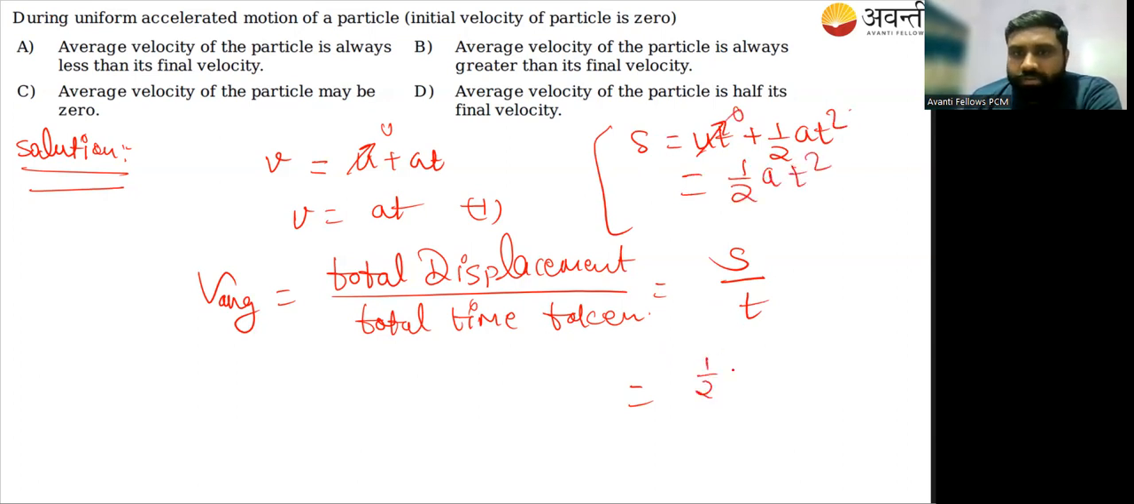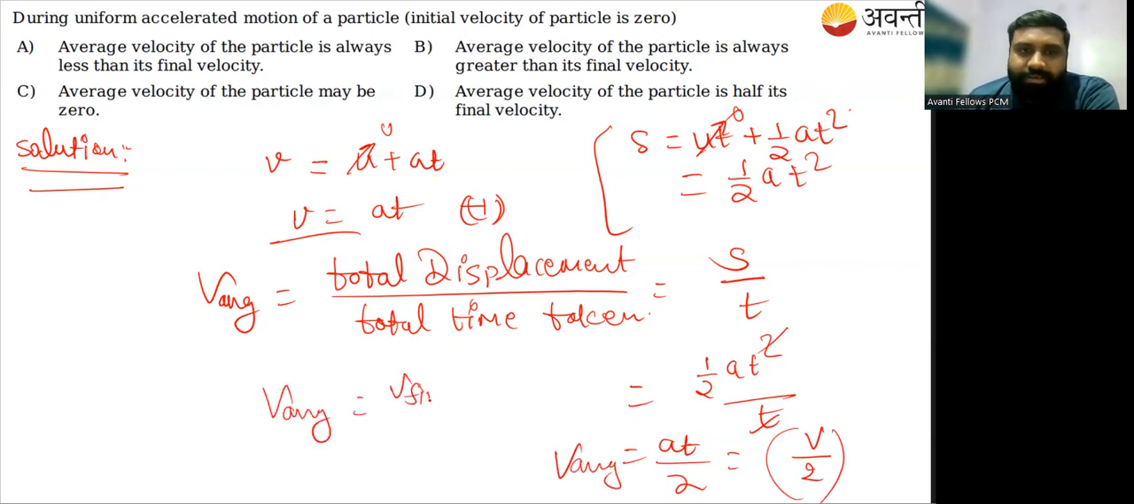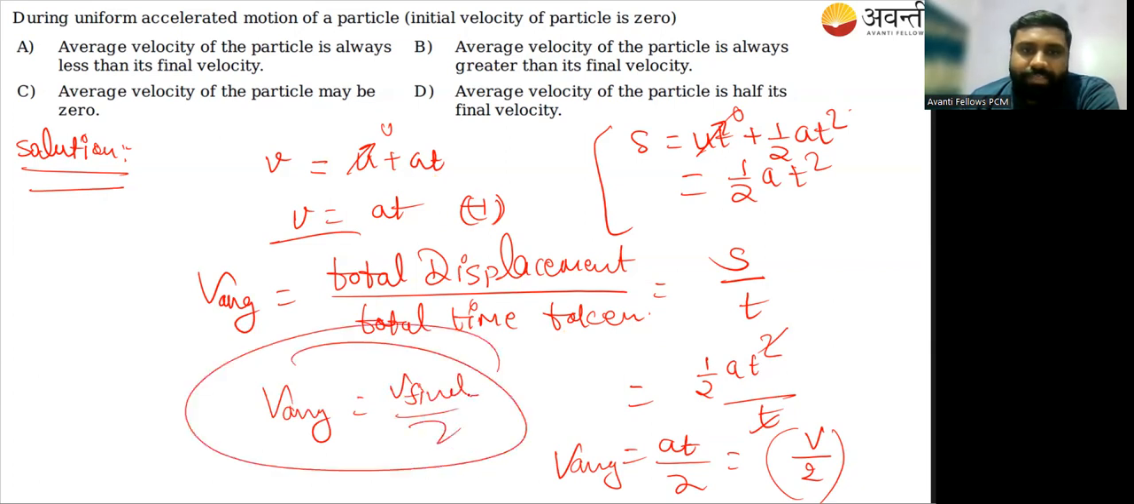Okay, put the value here. Half at square divided by t, because the distance is traveled in t seconds, so time taken will also be t seconds. So t and t will cancel out. It will become at by 2. Now move back to equation 1. At is nothing but the v. So it is v by 2. So exactly, V average here is v final by 2, half of the final velocity.